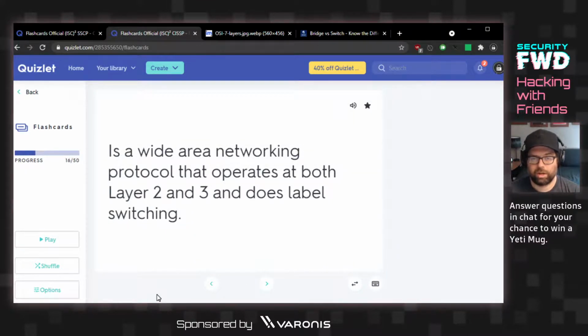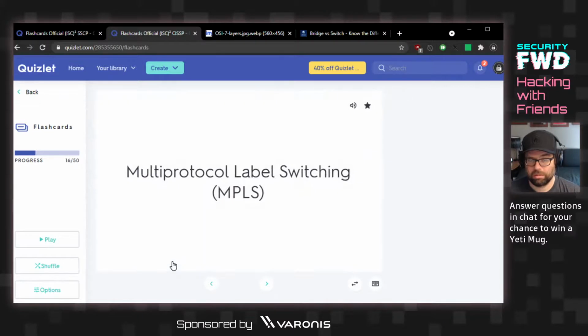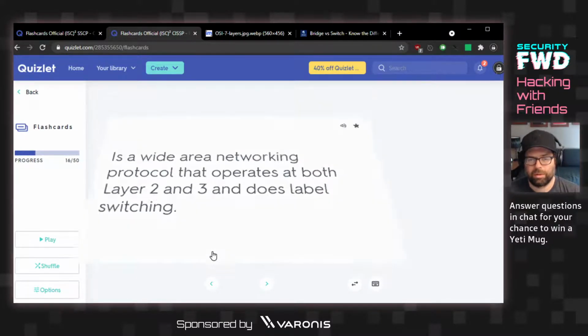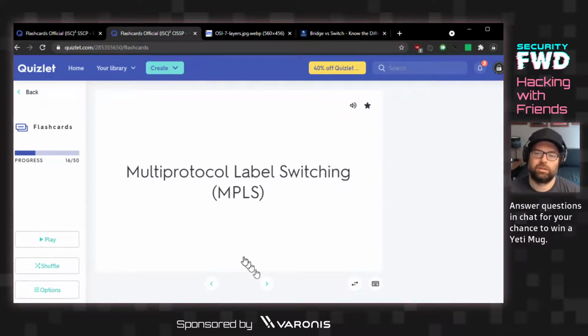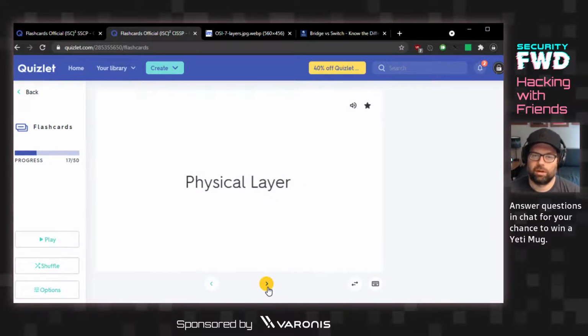So wide area networking protocol that operates at both layer 2 and 3 and does label switching. BGP? Oh, I guess it was in the title. Multi-protocol label switching. Though MPLS sounds like a disease. So sad, I got diagnosed with MPLS. Multi-protocol label switching. All right.